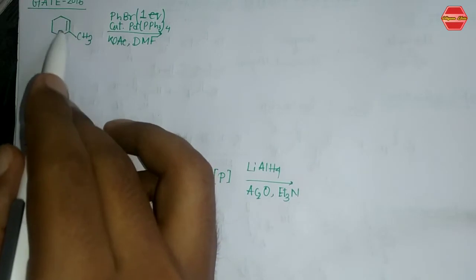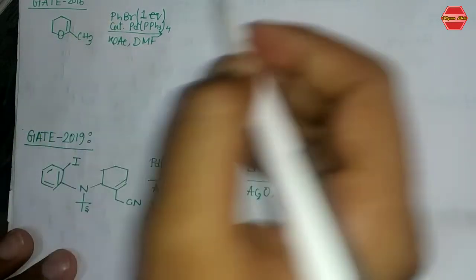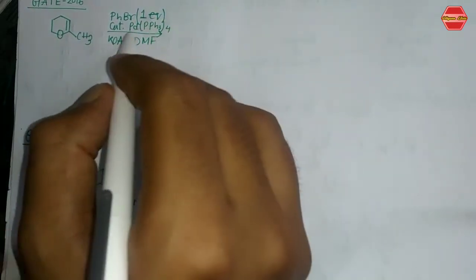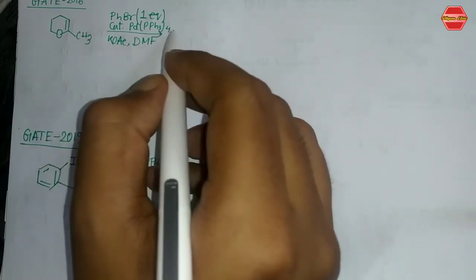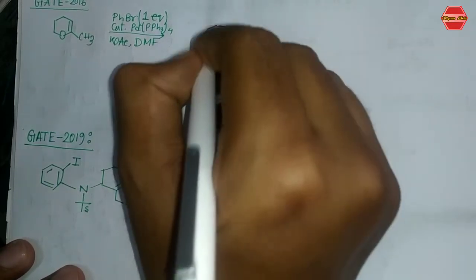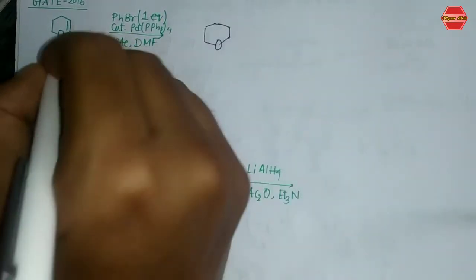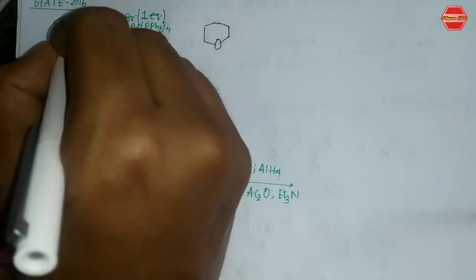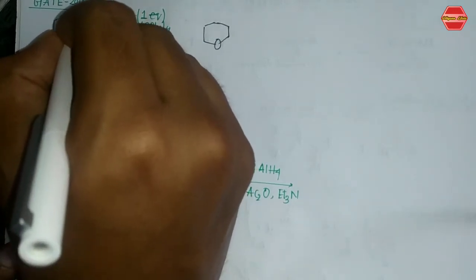with this C double bond C to form the C-C coupling product. Finally, you are given Pd(PPh3)4 and KOtBu, which is a base. Similarly, you can easily predict the product. You can see over here this oxygen can push an electron in this way, so here you are getting the negative charge.